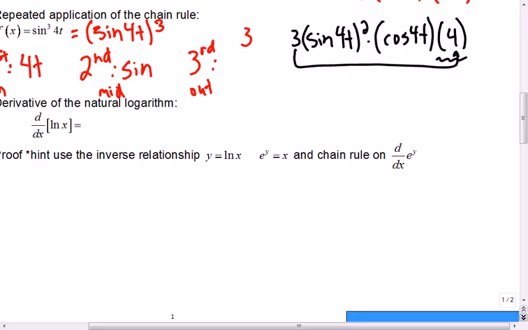Okay, so here's our last thing. There are more rules, but this is our last major rule in differentiation, which is the natural log's derivative. I'll tell you right away that the derivative is going to be 1 over x, and then I'll show you how we can do that.